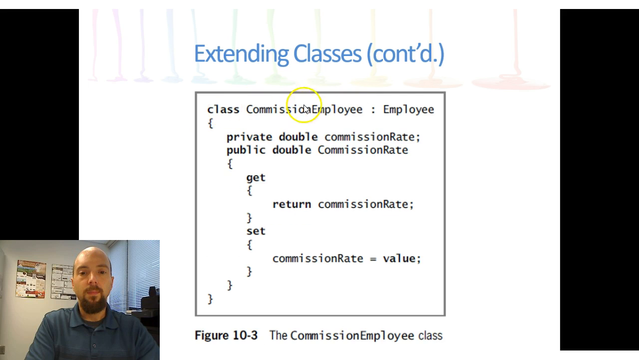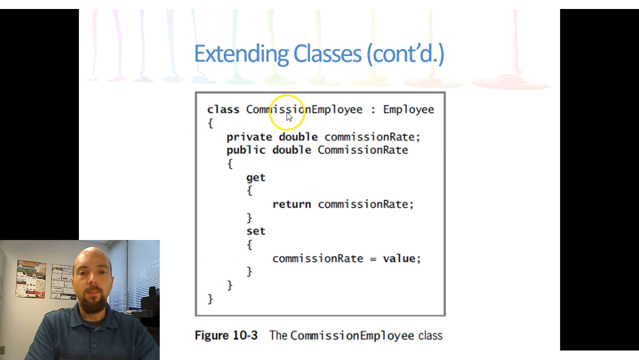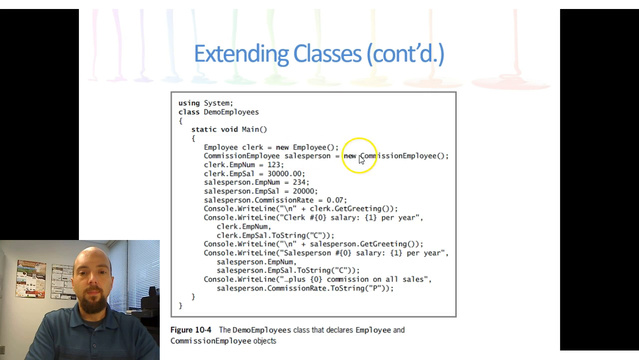All right, so go back to this. This is a commission employee, which is a derived class of employee. It has a commission rate, and we have the ability to get and set the commission rate. If we want to call it, we make a new employee called clerk, which uses the default constructor. And then we have a commission employee called salesperson, which is equal to a new commission employee. It automatically knows that this person is a commission employee and an employee because in our declaration, we state that a commission employee is a child object of employee.